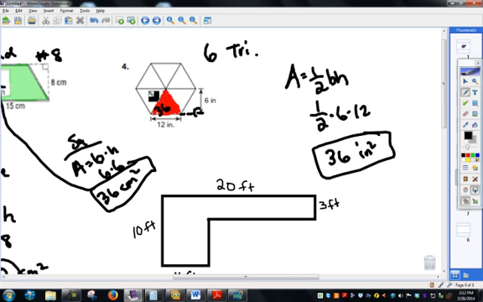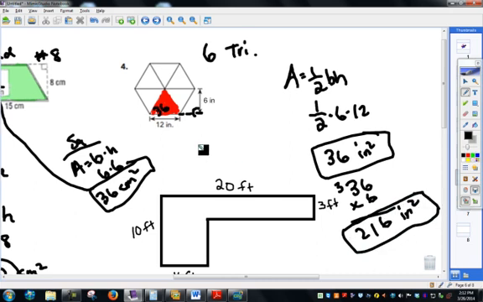So what we have to do is take 36 and multiply it by however many triangles there are. Since there are 6 triangles there, we're going to do 36 times 6, and we're going to get 216, and that's going to be inches squared. Okay, so sure, there's probably a formula out there that has us find hexagon area, but we don't care about that formula. We can break it into triangles and find the area that way.